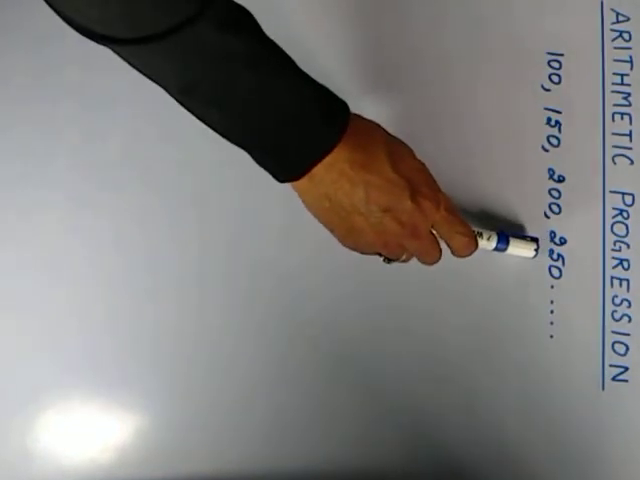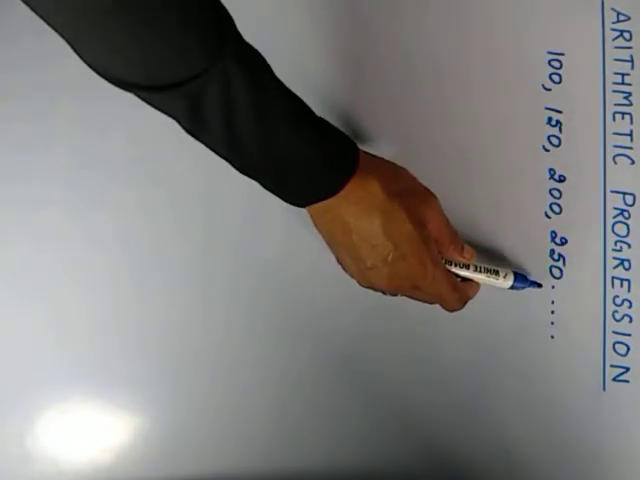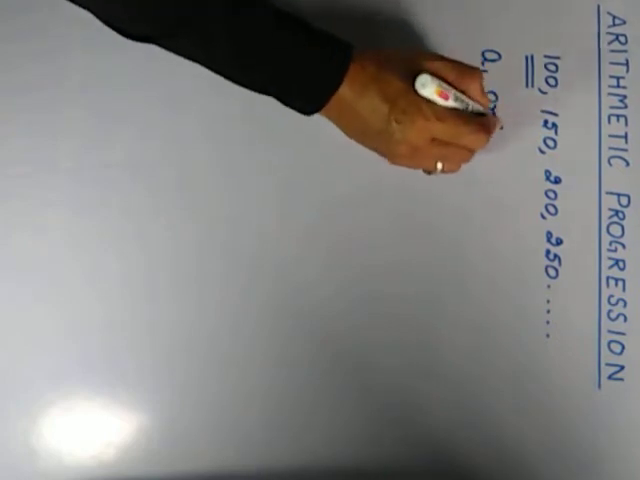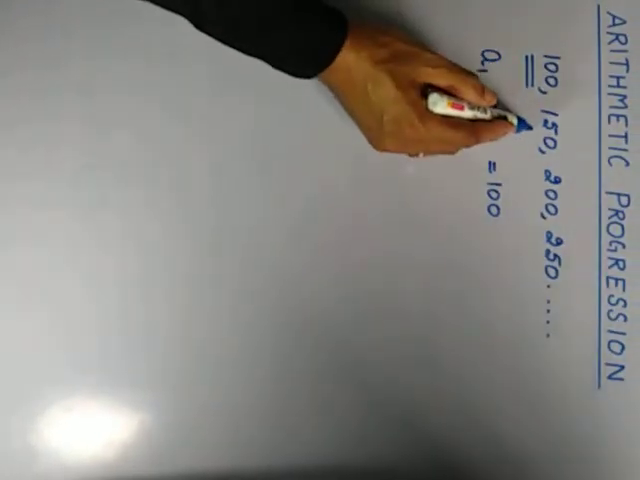Another example, this is a sequence: 100, 150, 200, 250 and so on. So on means this sequence is an infinite arithmetic progression because its last term is not written here. Now the first term is 100. So first term is denoted by A1 or A.